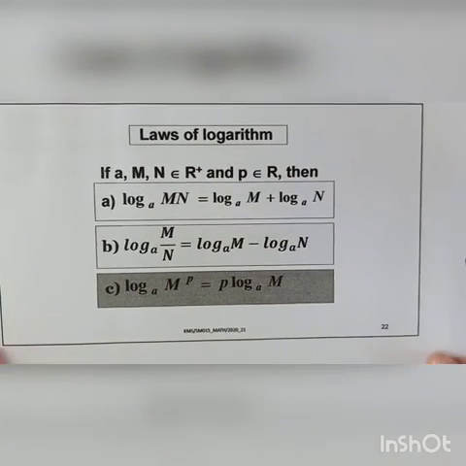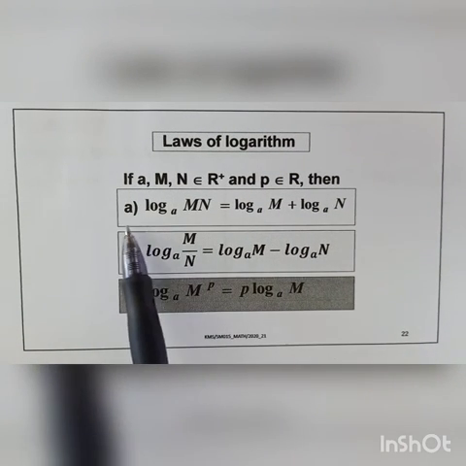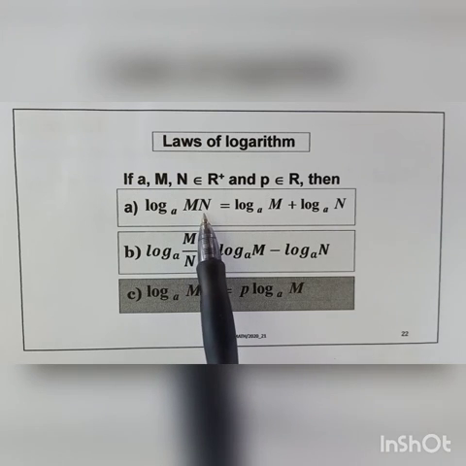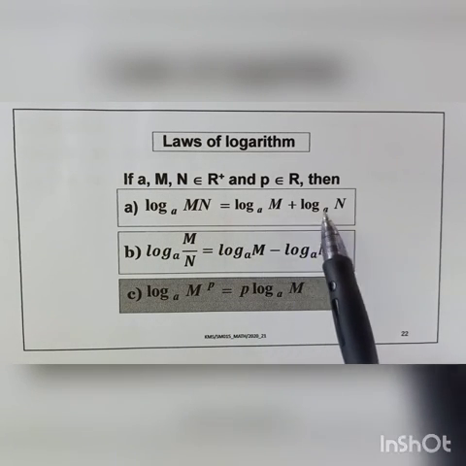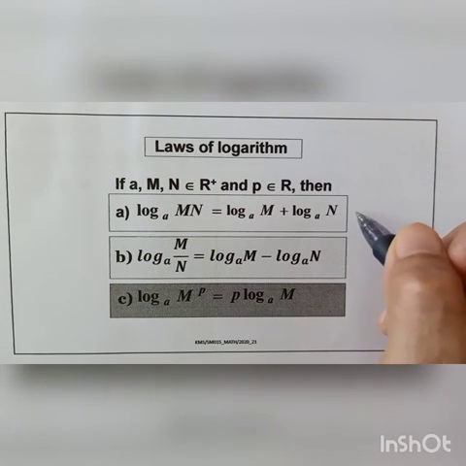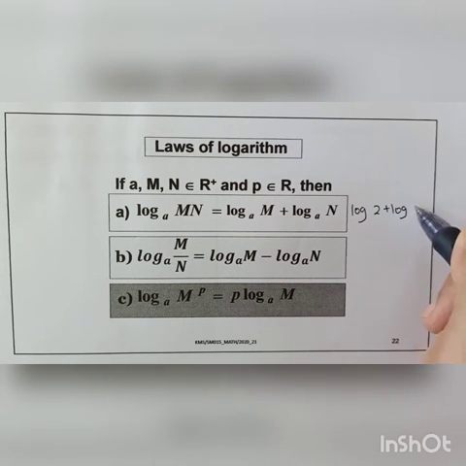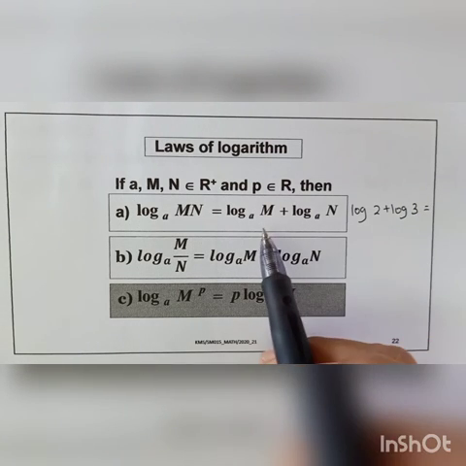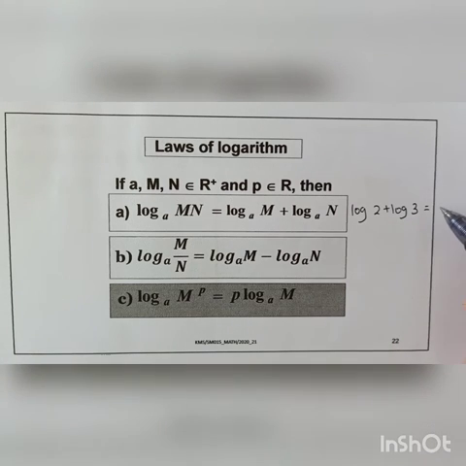Okay, here we have three laws of logarithm. For the first law, log of m times n base a equals log m base a plus log n base a. For example, log 2 plus log 3 equals, so we use this law, m times n, so 2 times 3 is 6.